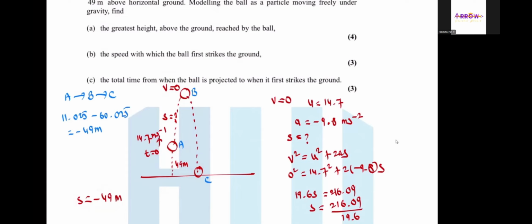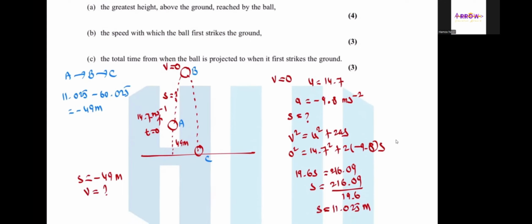So at this point, I'm going to find the velocity. Obviously, whatever the value of velocity comes out, it will be a negative value because the ball has changed the direction of motion. So V is unknown. U is 14.7 meter per second. And acceleration is obviously due to gravity.